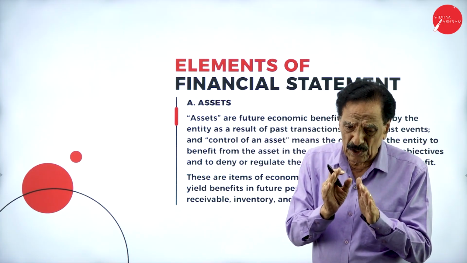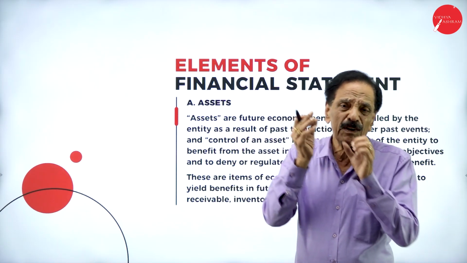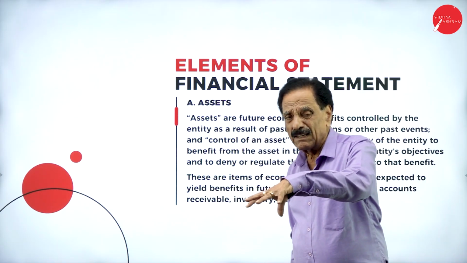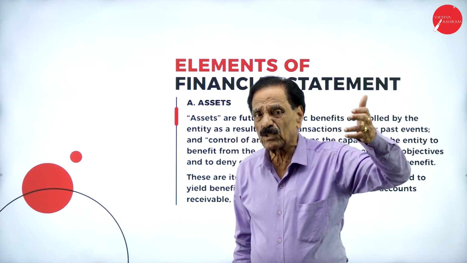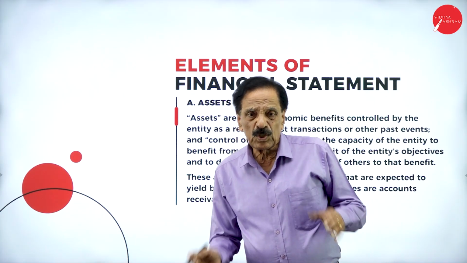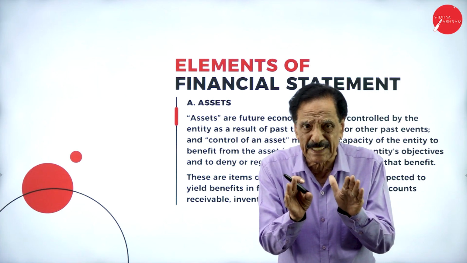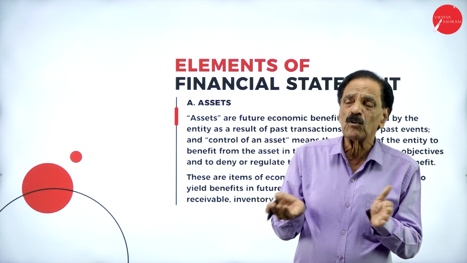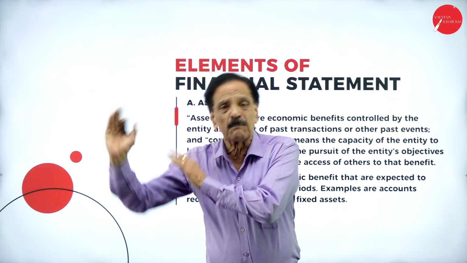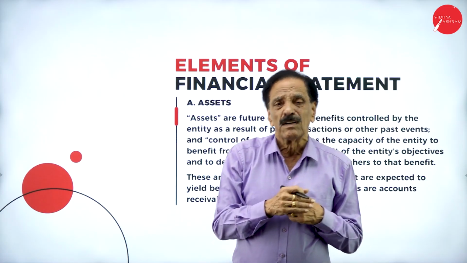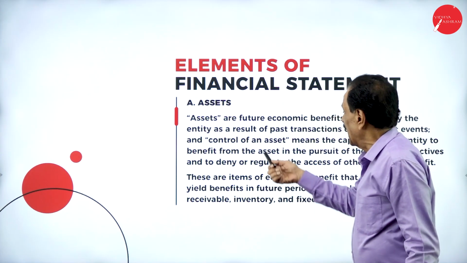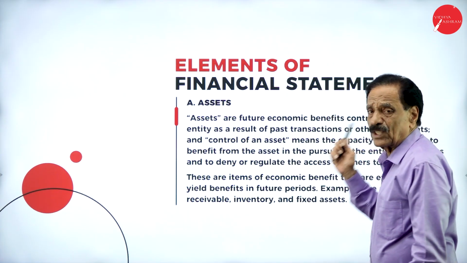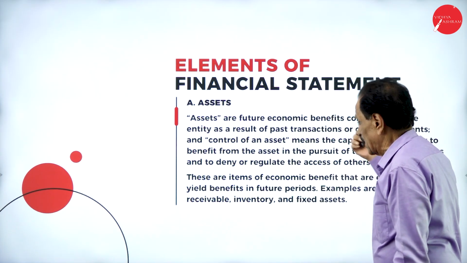In assets, when you put money into an asset, it is going to remain for a longer period. If it is a longer period, it is called a fixed asset. If it is a shorter period, it is called a current asset. And whatever amount you put into the asset, the benefit of that amount will be received over a number of years. Here the words are: as a result of past transactions and other past events.